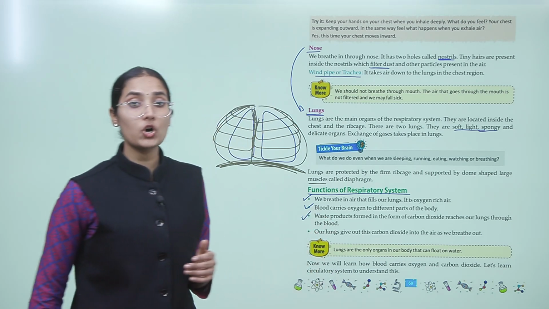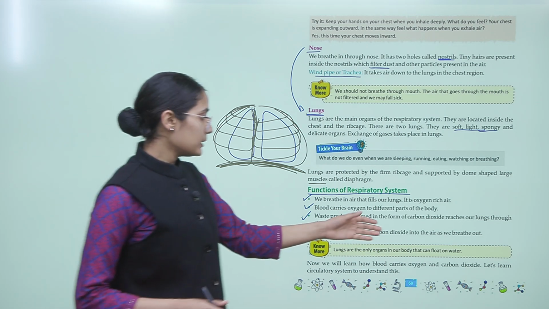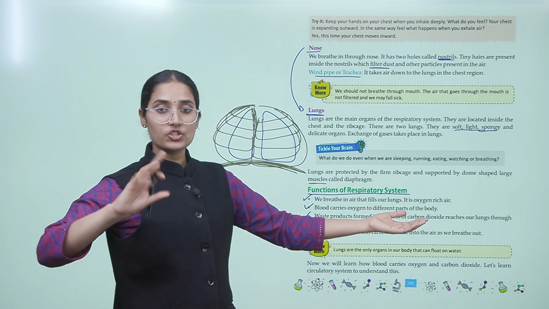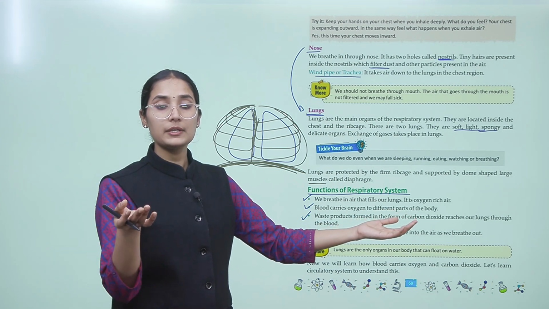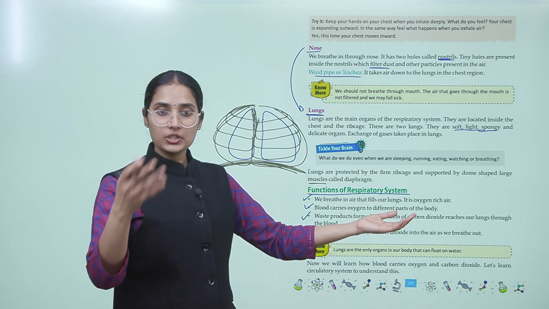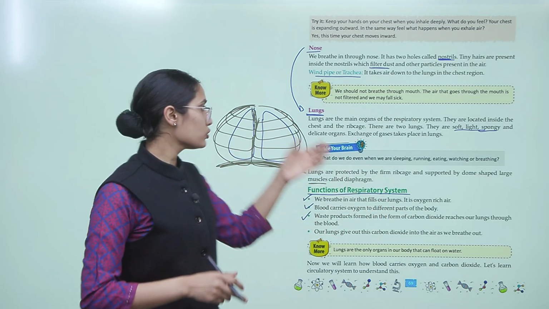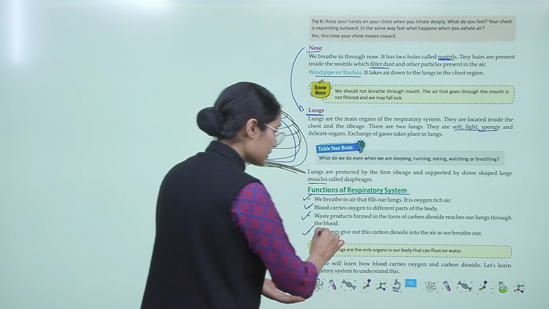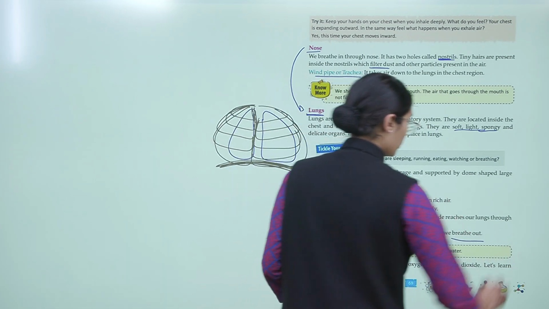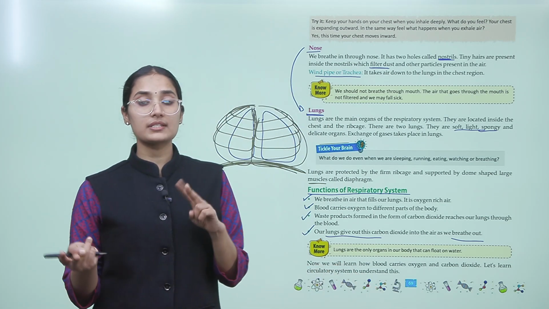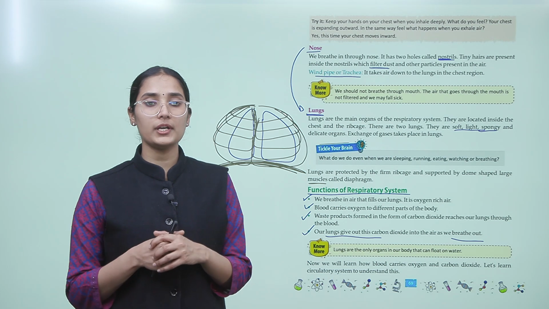Waste products formed in the form of carbon dioxide reach our lungs through the blood, and this exchange happens, okay? The oxygen is given to the blood, and the carbon dioxide from the blood is given back to the lungs, and our lungs give out this carbon dioxide into the air and we breathe out, okay? So the exchange of carbon dioxide and oxygen takes place through this respiratory system, okay?